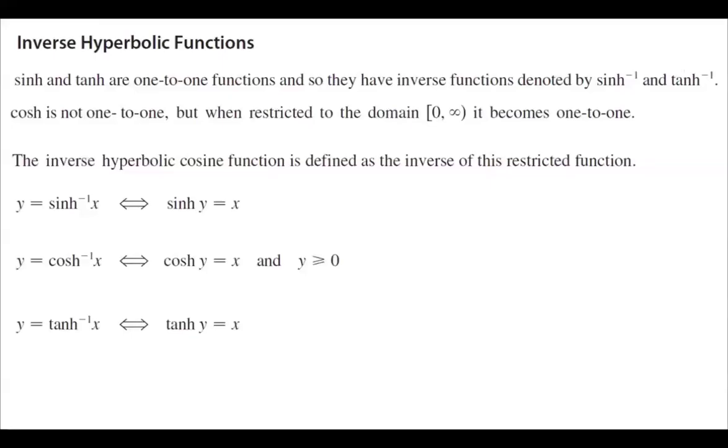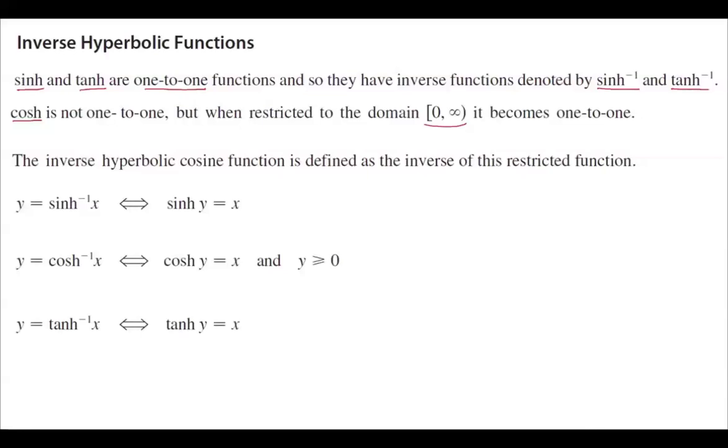Last time we introduced hyperbolic functions. We also introduced inverse of hyperbolic functions. We said that hyperbolic sine and hyperbolic tangent are both one-to-one functions, so they have inverses, which are denoted by inverse hyperbolic sine and inverse hyperbolic tangent. For hyperbolic cosine, it is not one-to-one on its domain, so as you saw, we just limit the domain to the positive part of the x-axis. So it becomes a one-to-one function.